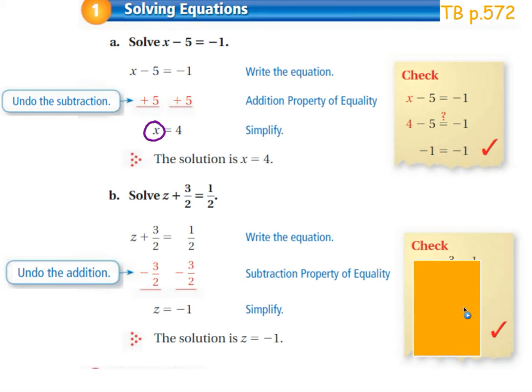Let's go check our answer. So we're going to insert the negative 1, and negative 1 plus positive 3/2, or 1.5, leaves us with 1/2, and 1/2 does equal 1/2.